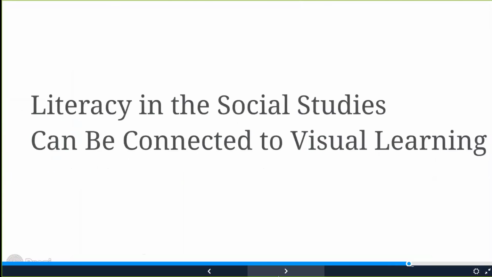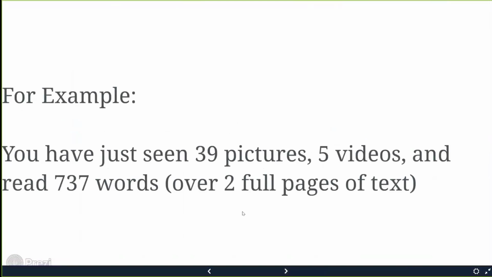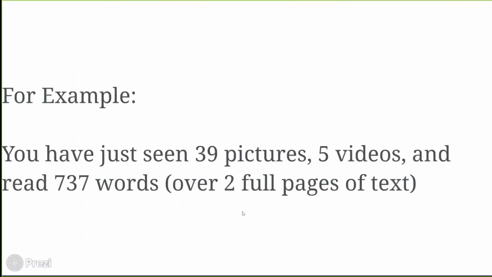It can be connected to visual learning. For example, through this Prezi slide right here, you have seen 39 pictures, 5 videos, and 737 words. Over 2 full pages of text. All by sitting back and just enjoying the watch. So when you're doing your lesson plans, if you do any lesson plans this semester, think about doing some slideshows where you can use pictures.